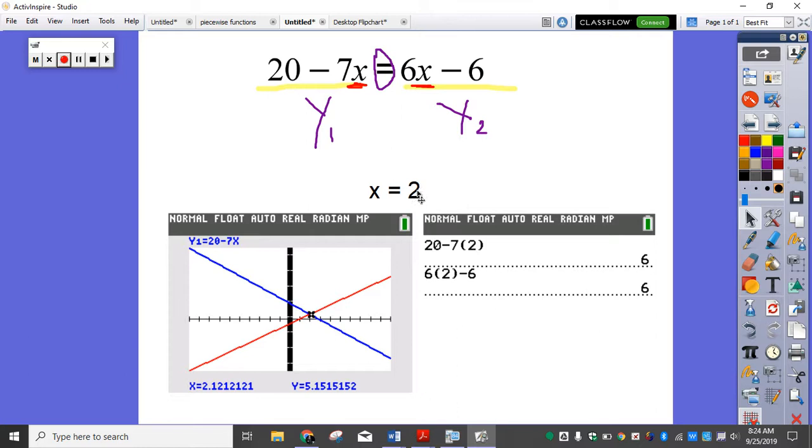So that's how you can solve any of these equations using a table or a graph. It doesn't matter whether it's one step, two step, multi-step, whatever it involves. If you split it into two halves, use your calculator. You can solve it with the table or with the graph.